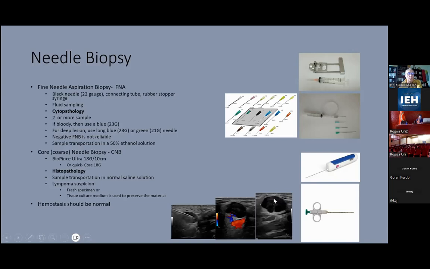This is a pathological lymph node. We see it by color Doppler. This is the carotid artery, and this is a core needle biopsy from the lymph node.